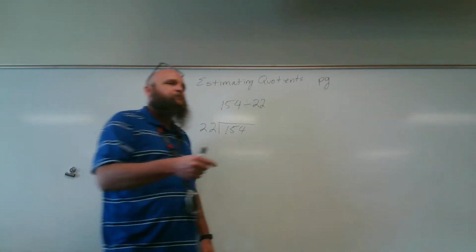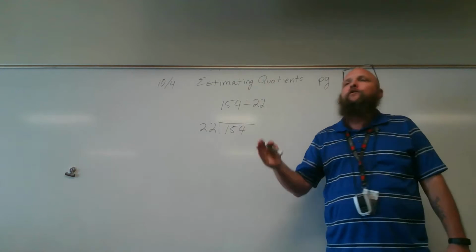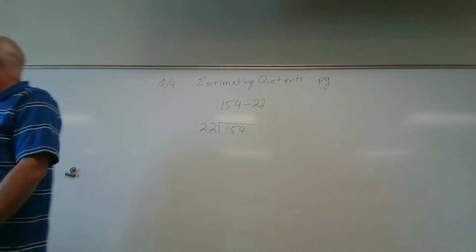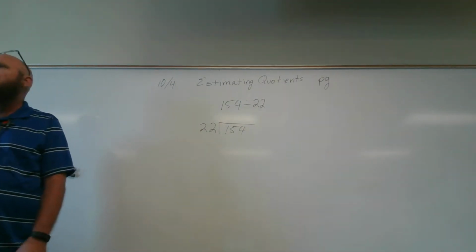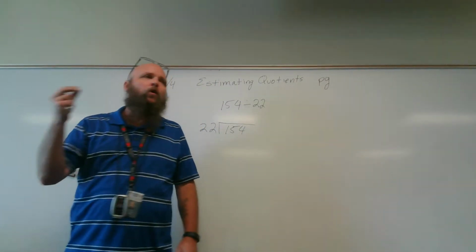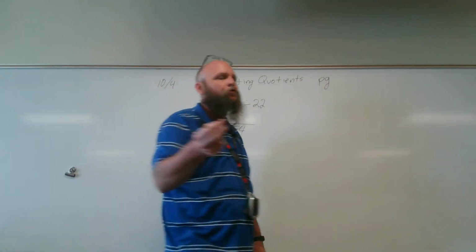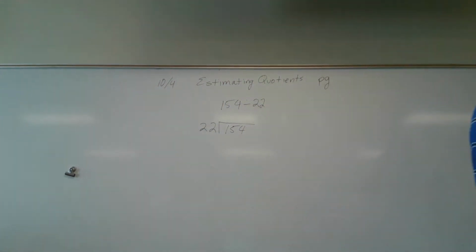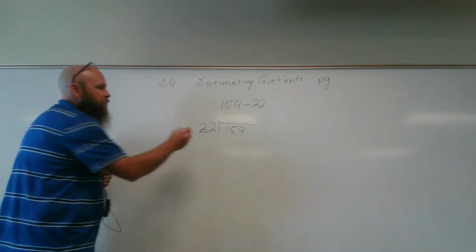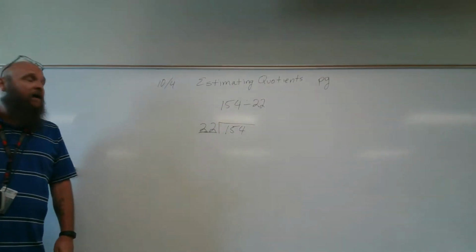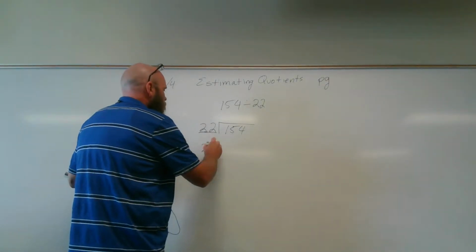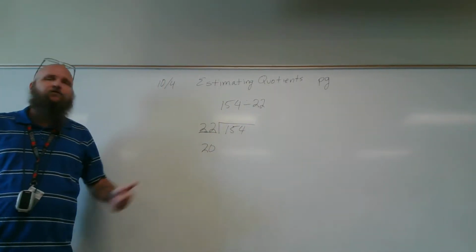All right, so today we're going to do some estimating with things we already know. If you watch, I'm going to try and explain to you how I come up with what I already know. First of all, I'm going to look at my divisor. My divisor here is 22. I'm going to make it either 20 or 30. And since it's closer to 20, I'm going to make it 20.